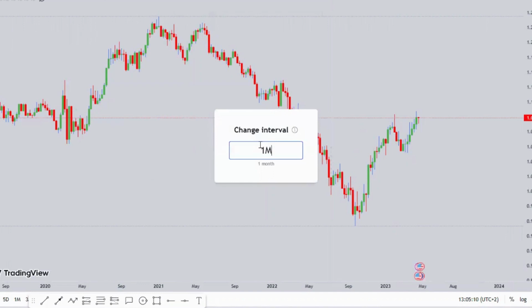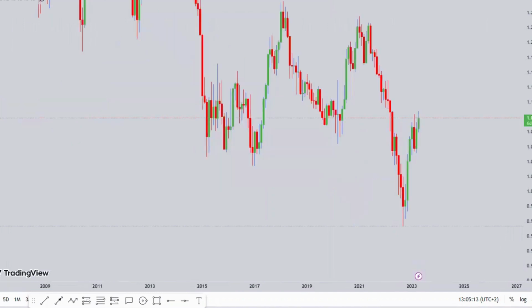We're gonna start from the monthly time frame. As always, we always start our analysis from the monthly time frame. So on the monthly time frame, we're gonna be analyzing our support and resistance.